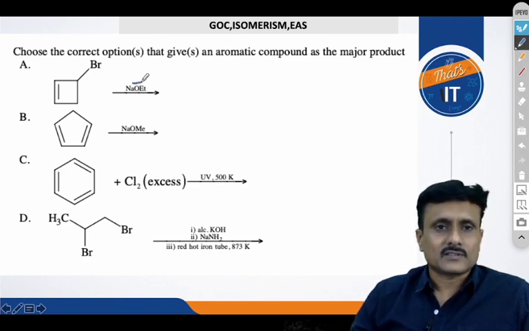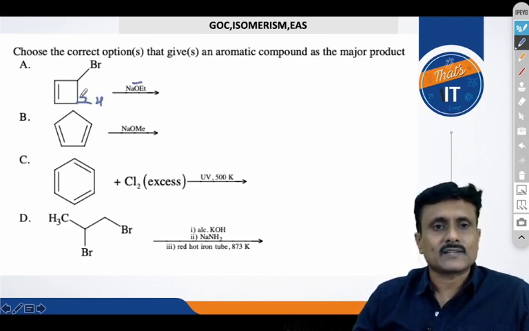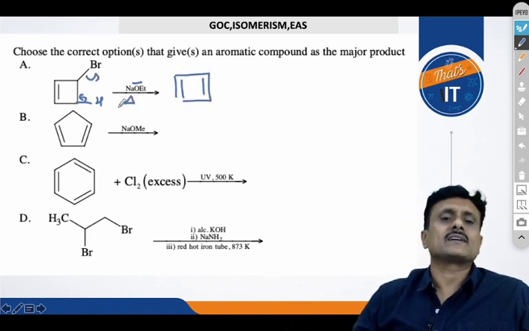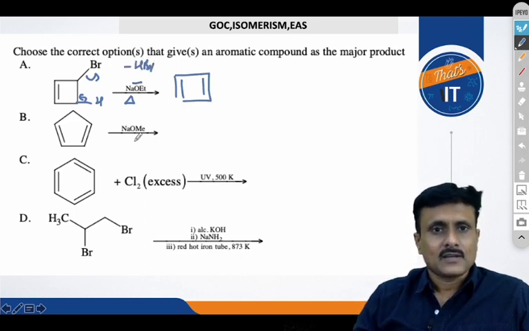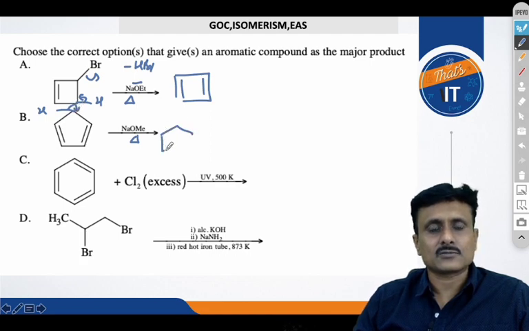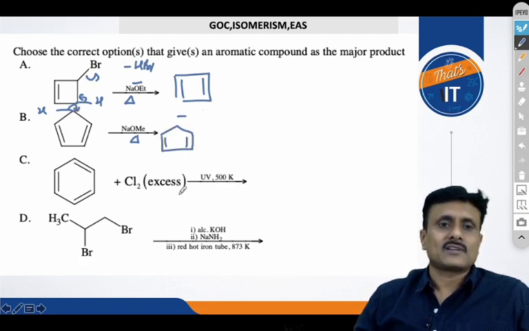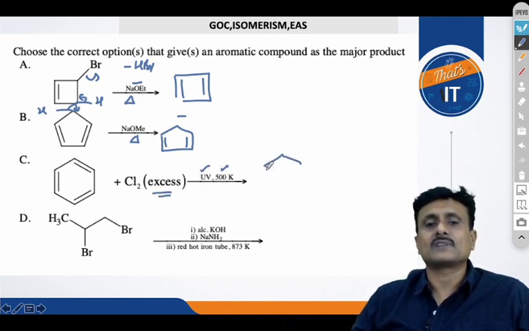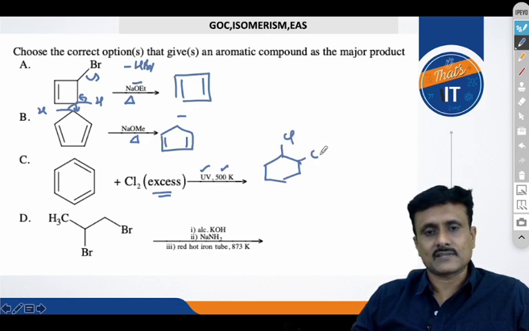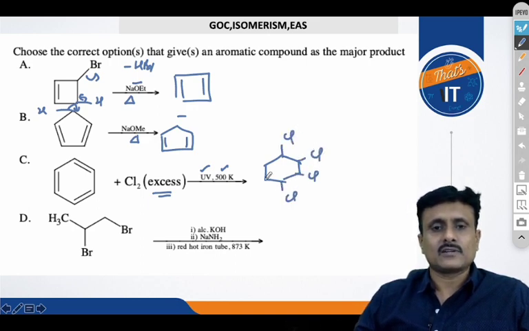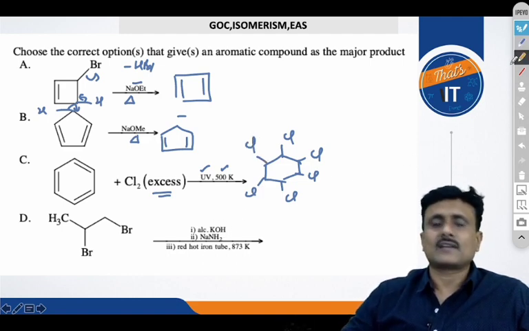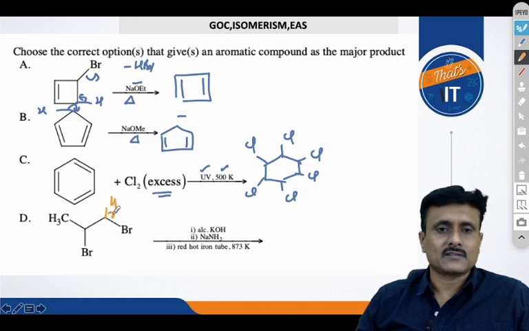You are treating this with a strong base, so dehydrohalogenation would take place to give you, but it must be mentioned that heating condition will only give you elimination product. And here also the heating is removing the hydrogen from here, giving rise to cyclopentadienyl anion, isn't it? Over here you have taken excess and you are using high temperature and presence of light. You know that you are going to get the addition product where all the chlorine units or molecules will be added onto the double bond. And over here when I am using what? Alcoholic KOH, 1 mole of HBr is lost.